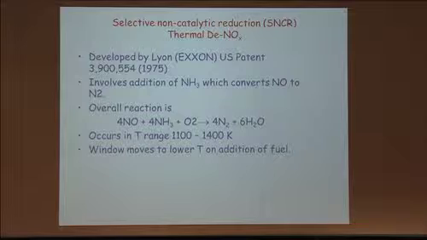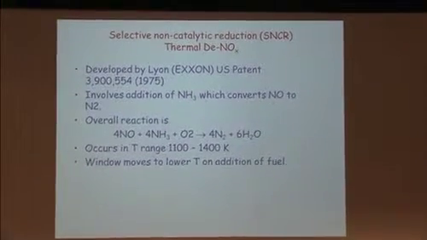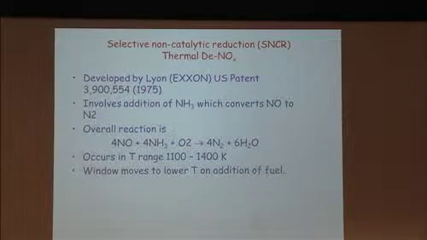Okay, let's move on. And now let's have a look at the second reaction, which is NH2 plus NO. And this is important in this technique called selective non-catalytic reduction, SNCR, which is used in a variety of applications in power stations, for example. It was developed by Exxon in 1975, and it involves the addition of ammonia, which converts NO to nitrogen. And this is the overall reaction.